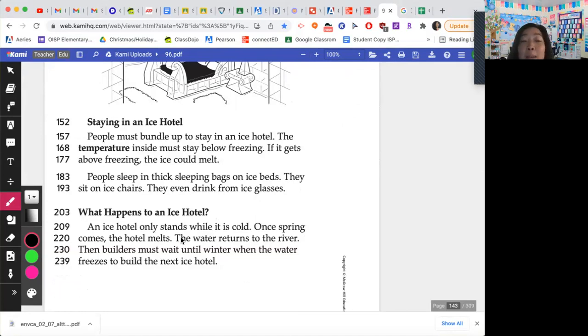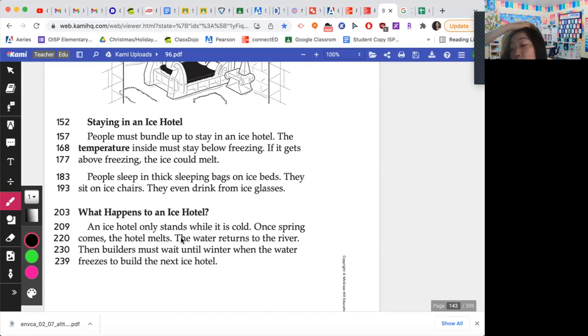I'm sorry, people sleep in thick sleeping bags on ice beds. They sit on ice chairs. They even drink from ice glasses. What happens to an ice hotel? An ice hotel only stands while it is cold.